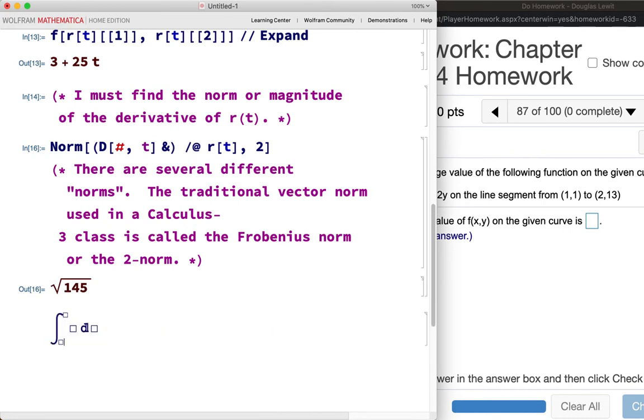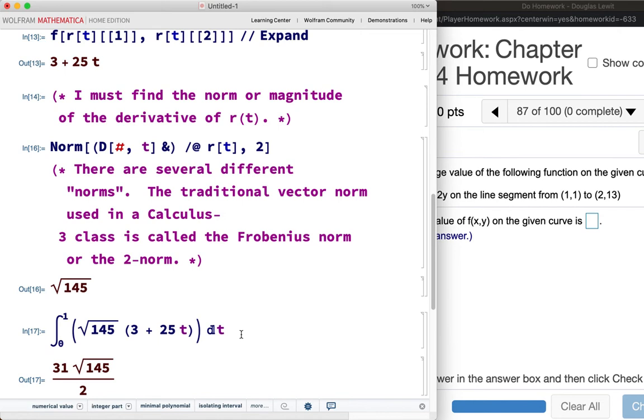Escape, int, escape, okay, parentheses, the square root of 145 times 3 plus 25t, or 25 times t. Actually, I don't have to write times here, I could just use a space. That's acceptable. I'm integrating with respect to t, and my limits are simply going to be 0 to 1. Shift, enter. Okay.